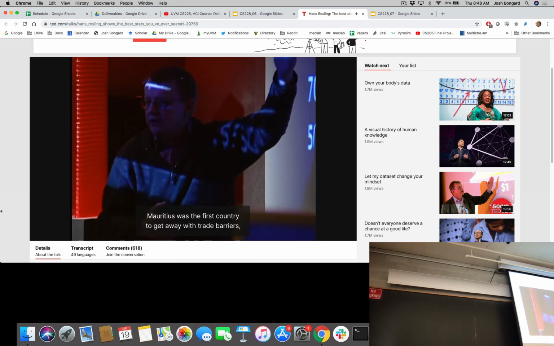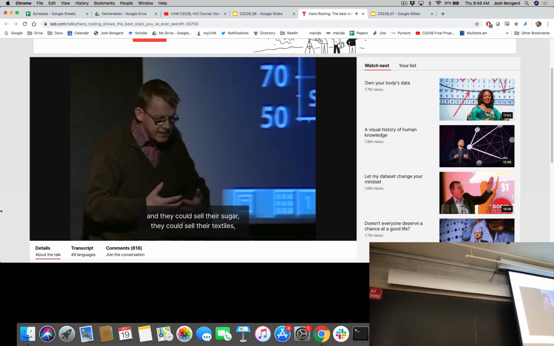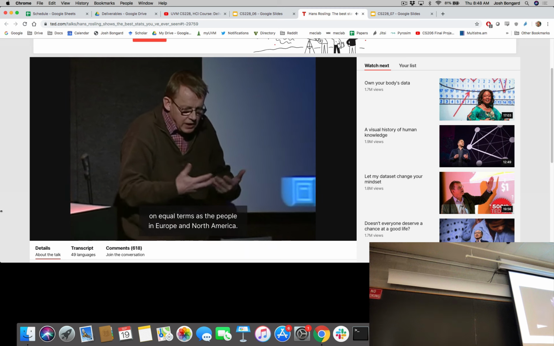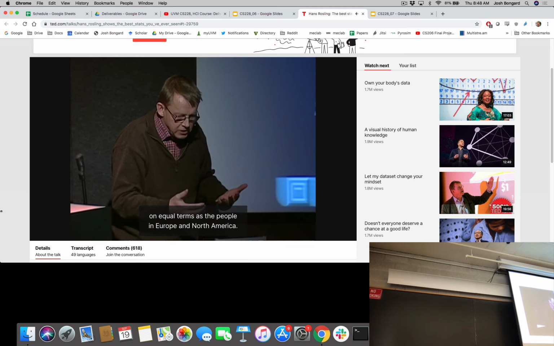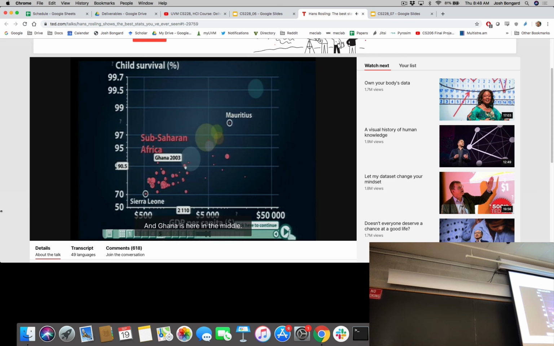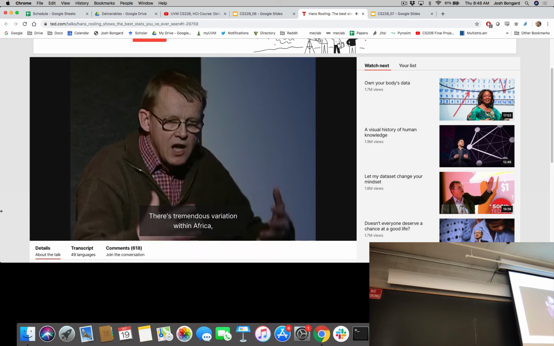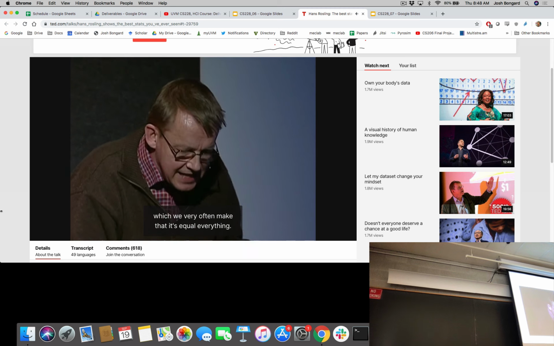Mauritius was the first country to get away with trade barriers, and they could sell their sugar, they could sell their textiles on equal terms as the people in Europe and North America. There's a huge difference within Africa, and Ghana is here in the middle. In Sierra Leone, humanitarian aid. Here in Uganda, development aid. Here, time to invest. There you can go for holiday. It's a tremendous variation within Africa, which we very often treat as if everything is equal.